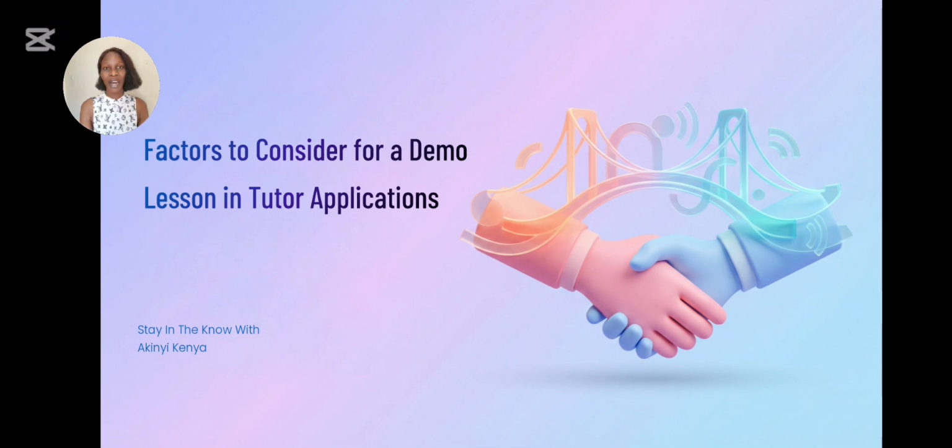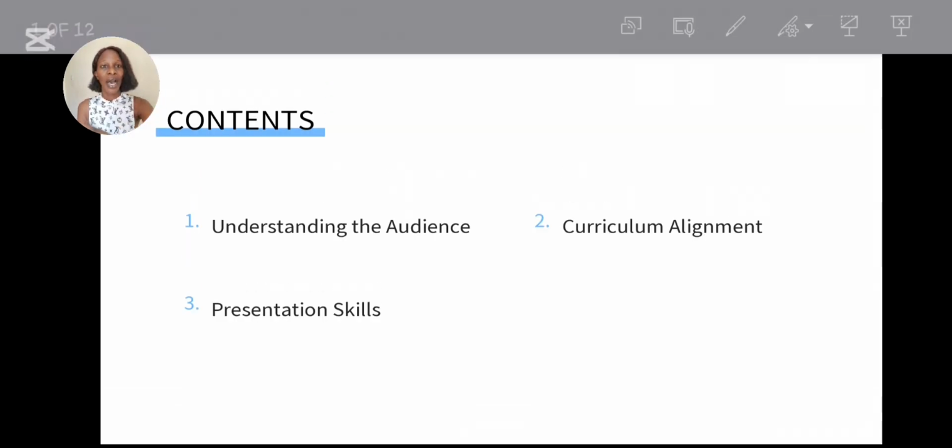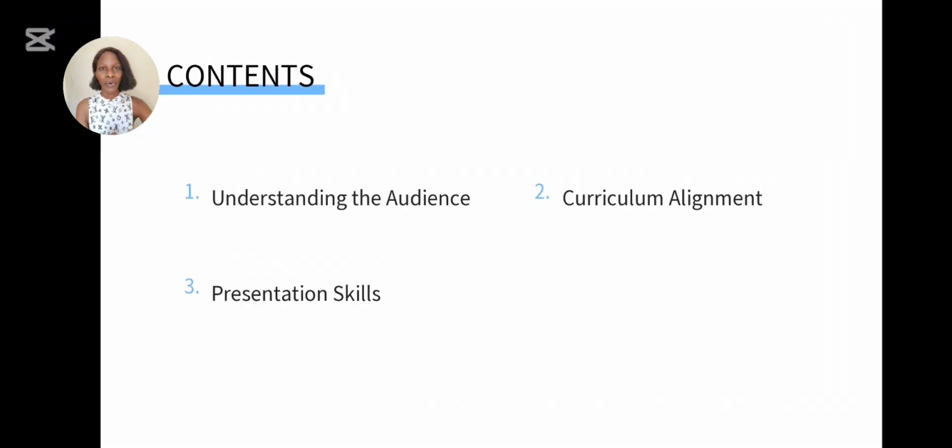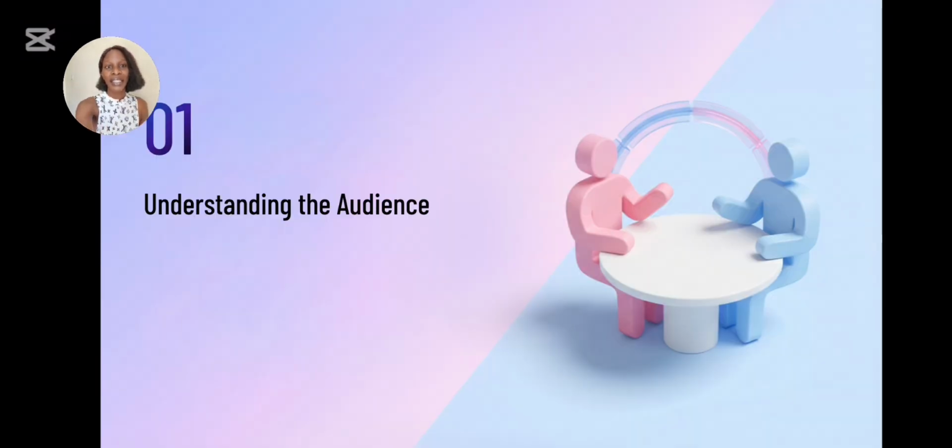Up until that point, we're going to go straight into the lesson, and we're going to look at factors to consider for a demo lesson as a tutor applicant. Okay, so in this chapter we're going to look at three things. We're going to look at understanding the audience. Secondly, the curriculum alignment, and third, presentation skills.